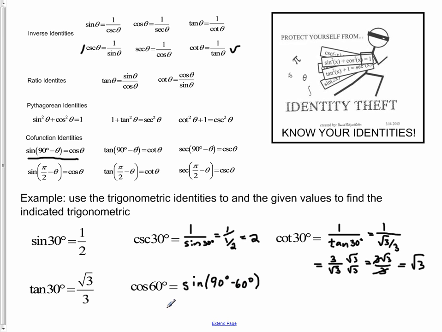By this cofunction identity, that's equal to the sine of 30 degrees, and the cosine of 60 degrees will be equal to the sine of 30 degrees, and that's 1 half. Again, verifying something that we've already known.